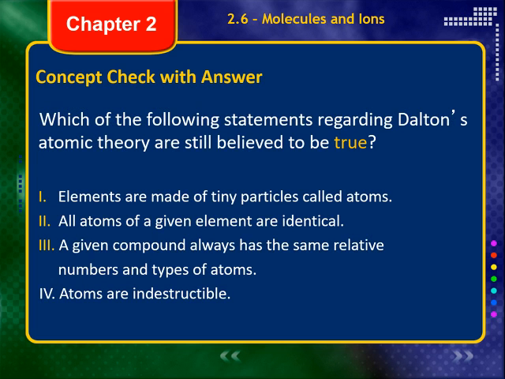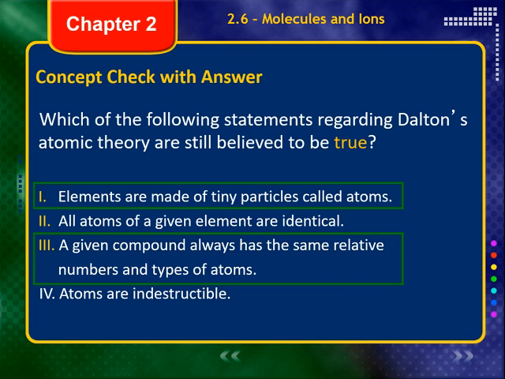Get another concept check. I'll give you the answer because I'm super nice. This is kind of similar to what we've done before. Which of the following statements regarding Dalton's atomic theory are still believed to be true? Well, guess what? It's the same ones. Elements are made of tiny particles called atoms. Yes, that is still believed to be true.